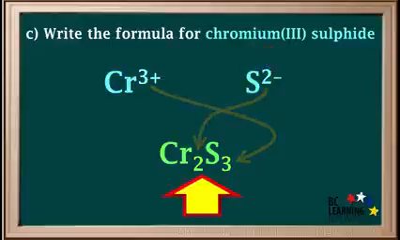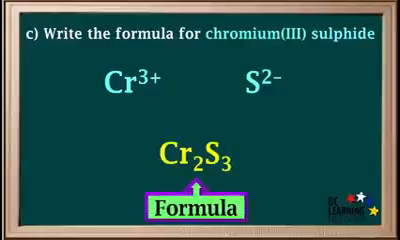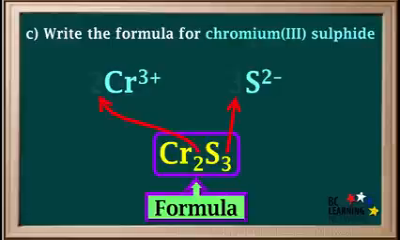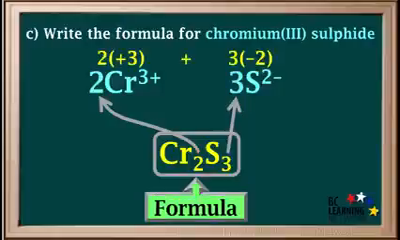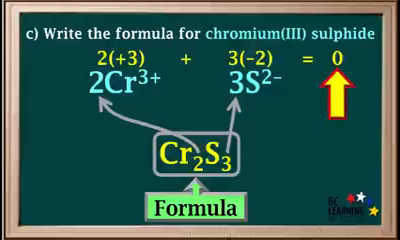There is no number other than 1 that will divide into 2 and 3, so this formula cannot be simplified. So the final formula for chromium 3 sulfide is Cr2S3. Checking charges, we have 2 Cr3+ ions and 3 S2- ions. So the total charge is 2 times +3 plus 3 times -2, or +6 plus -6, which is equal to 0, so this formula is correct.